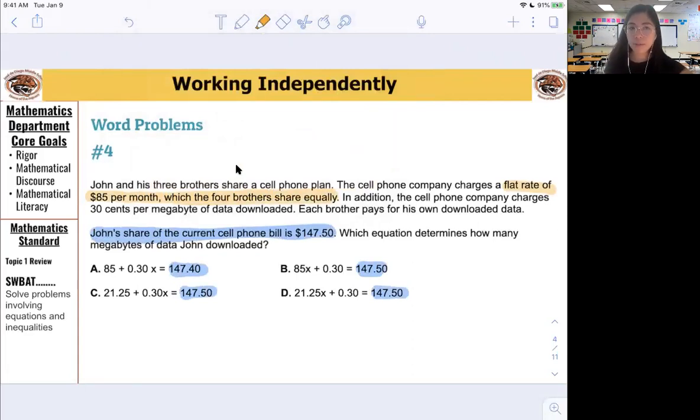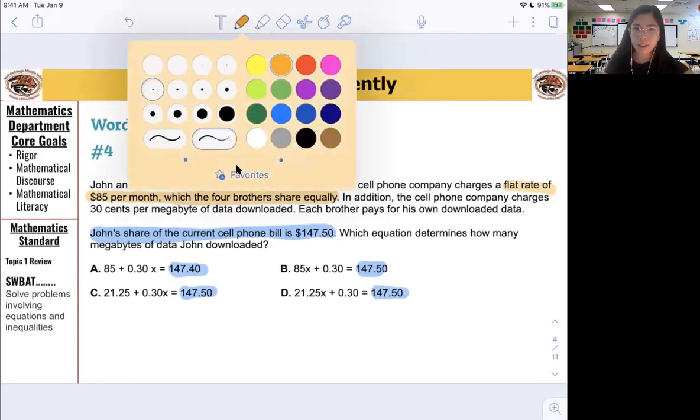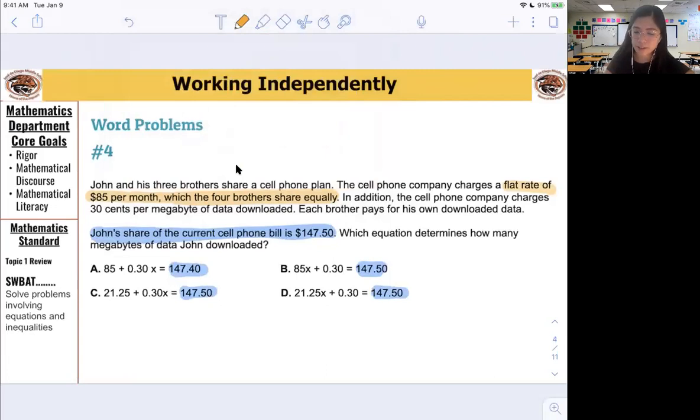So John himself isn't paying $85 per month. All the brothers together are splitting that cost. So that's why you have to divide 85 divided by 4, because there's 4 brothers. You'll notice that that equals $21.25. So if you were wondering where that number came from in the equations in answer choices C and D, that's exactly where it comes from.